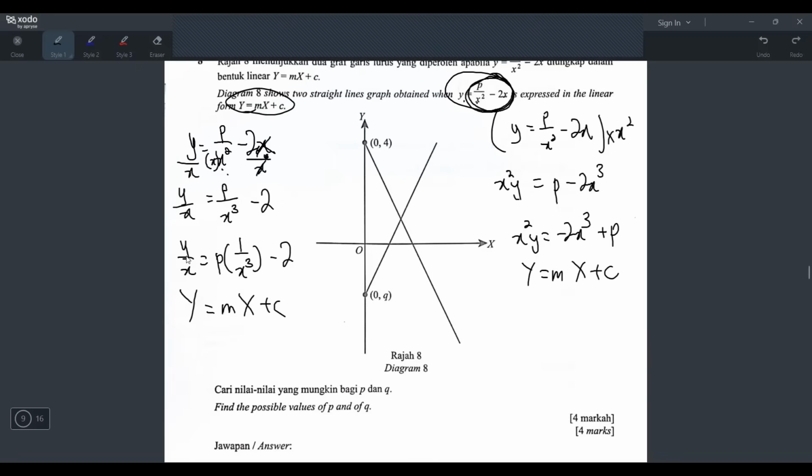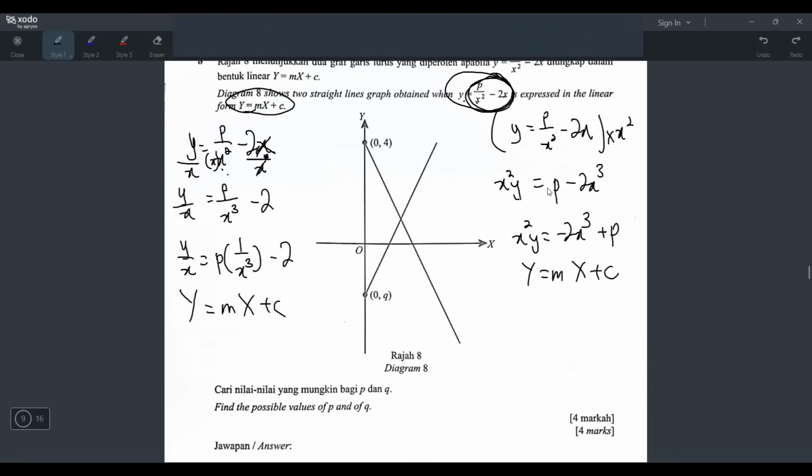Okay, so for this one, the y-axis is y over x, the x-axis is 1 over x power 3, and the gradient is p. And then the y-intercept is negative 2. Okay, and then for this one, the y-axis is x squared y, the x-axis is x power 3, the gradient is negative 2, the y-intercept is p.